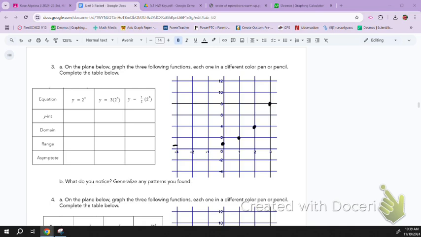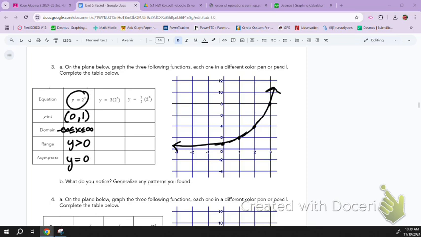This is my parent graph, y equals 2 to the x. It still has an intercept of (0, 1). It still has a domain of all real numbers. It still has a range of y is greater than 0. It still has an asymptote of y equals 0.